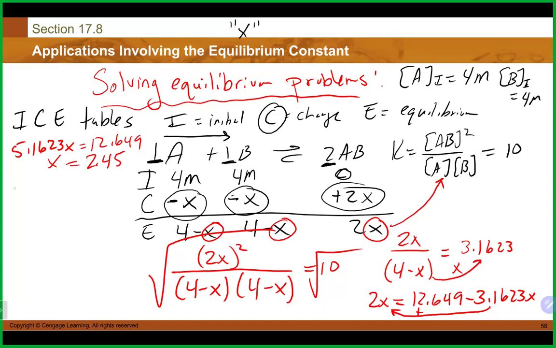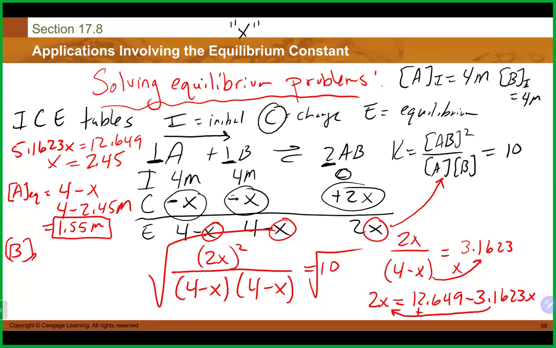So if we wanted to get the concentration of A at equilibrium, it equals 4 minus x, which means 4 minus 2.45. And this is molar here, so 4 minus 2.45, 1.55 molar. If we wanted to do B at equilibrium, we could look at the table, and it is 4 minus x here. So that's going to give us the same thing, 4 minus x, 4 minus 2.45. Going to be 1.55 molar.